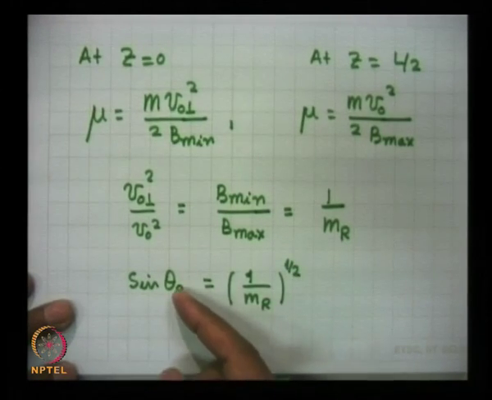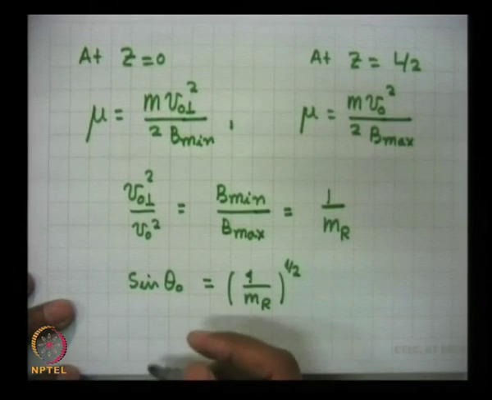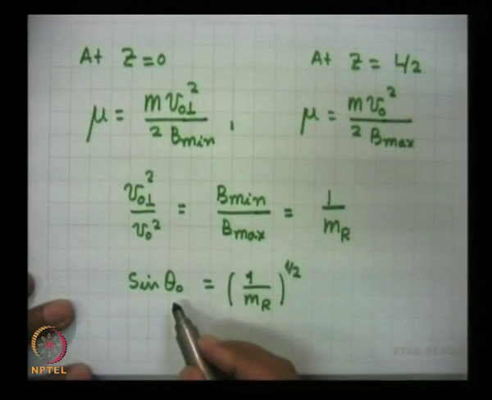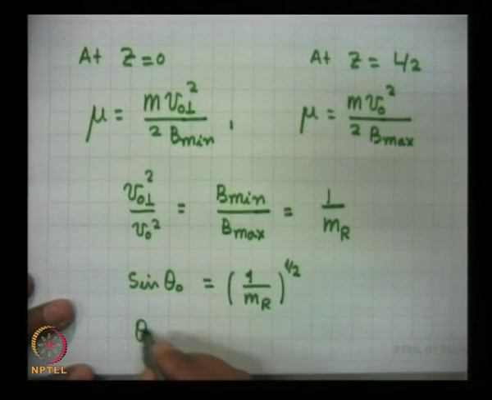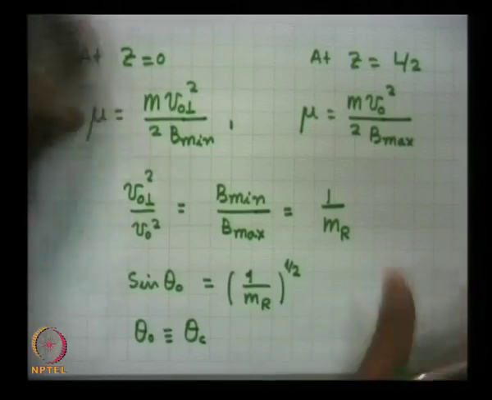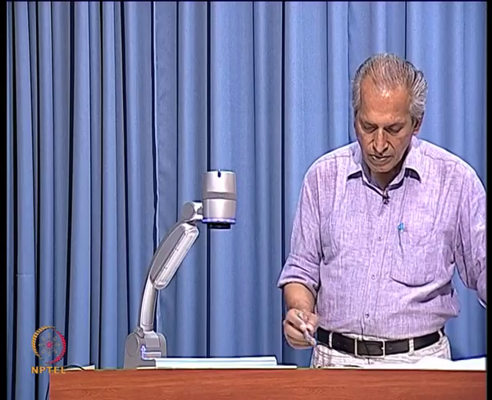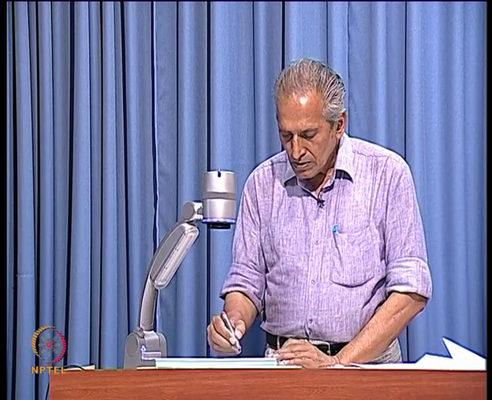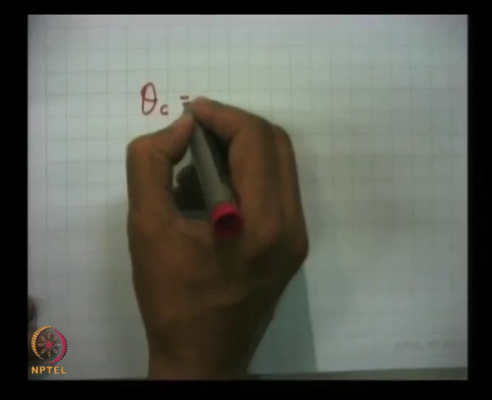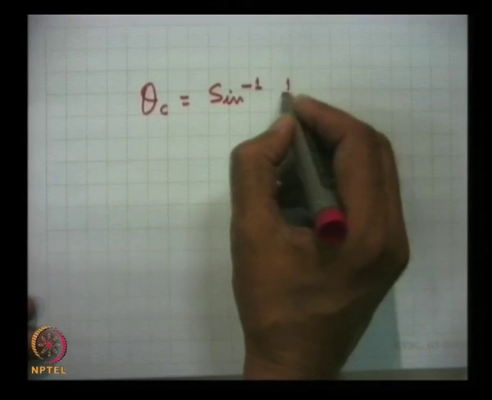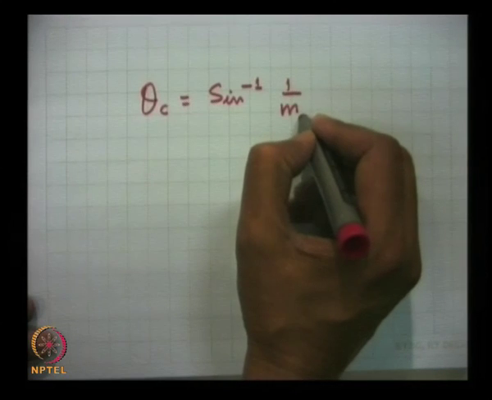And this angle is a very special angle, because here the reflection we are taking to occur at the throat, L by 2, and this angle theta 0 is called the loss cone angle. We give it a special name, theta c, critical, the loss cone angle, and that turns out to be theta c equal to sin inverse of 1 upon the square root of mr.